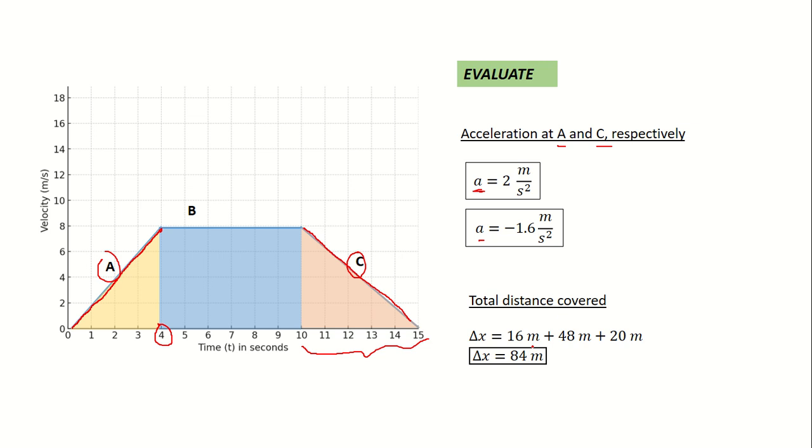Total distance covered, we covered a lot of distance at segment B. Obviously, we can see it on the area as well. That's also because it happened for a longer time, over 6 seconds.